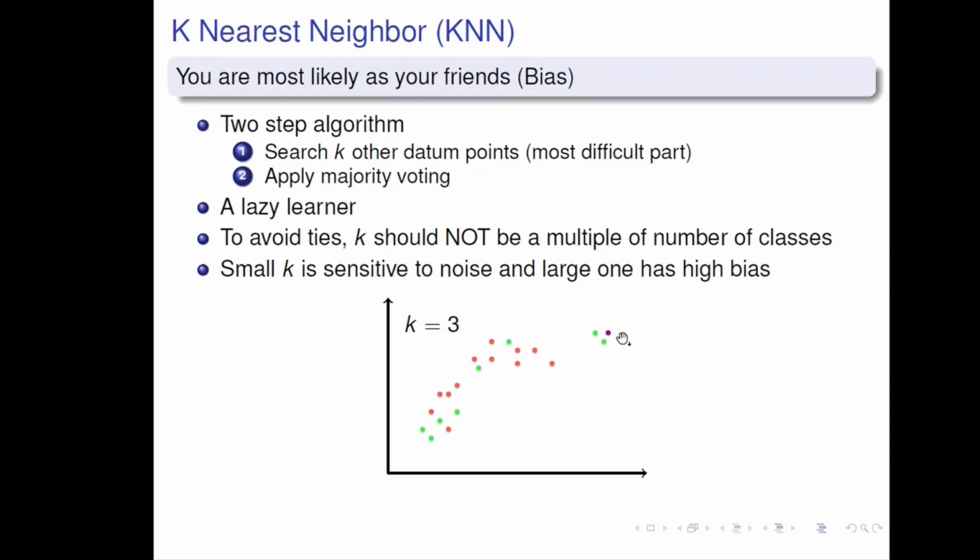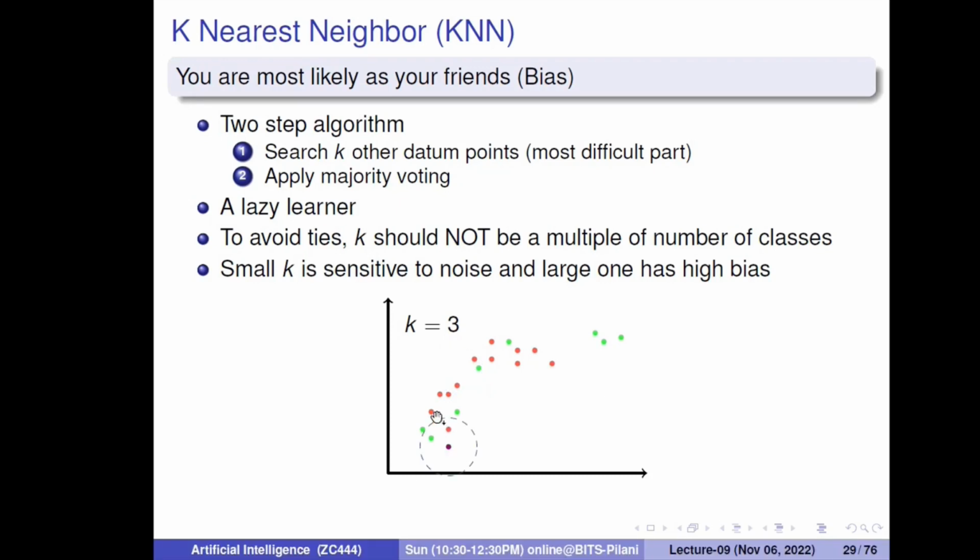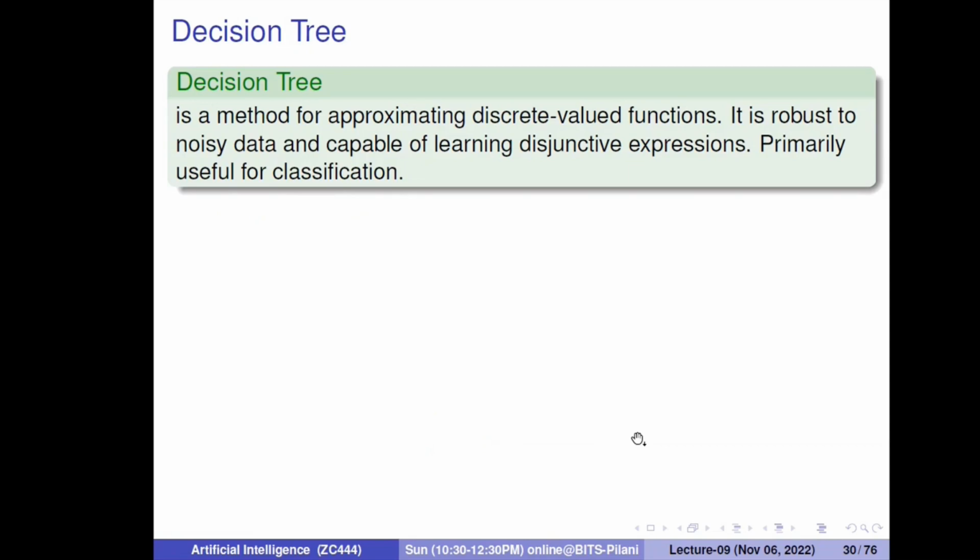So let's assume that this is the point. Then you can find out 3 points near it. Here is another point. Then you can find out the 3 points like this. Then the classification is again red. If the point is here, you find out the 3 points like this, then three other points. Okay. So it is a green point. You can go ahead like that.